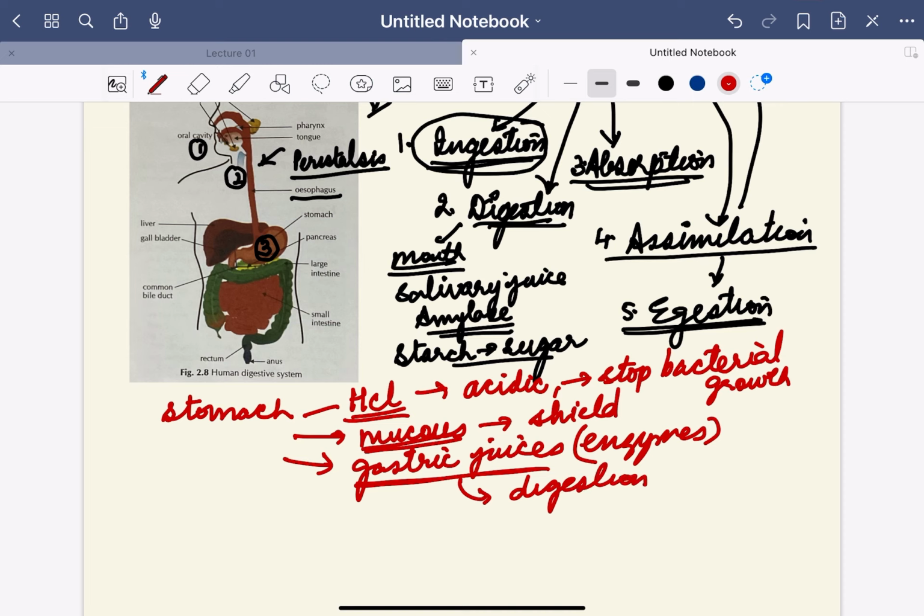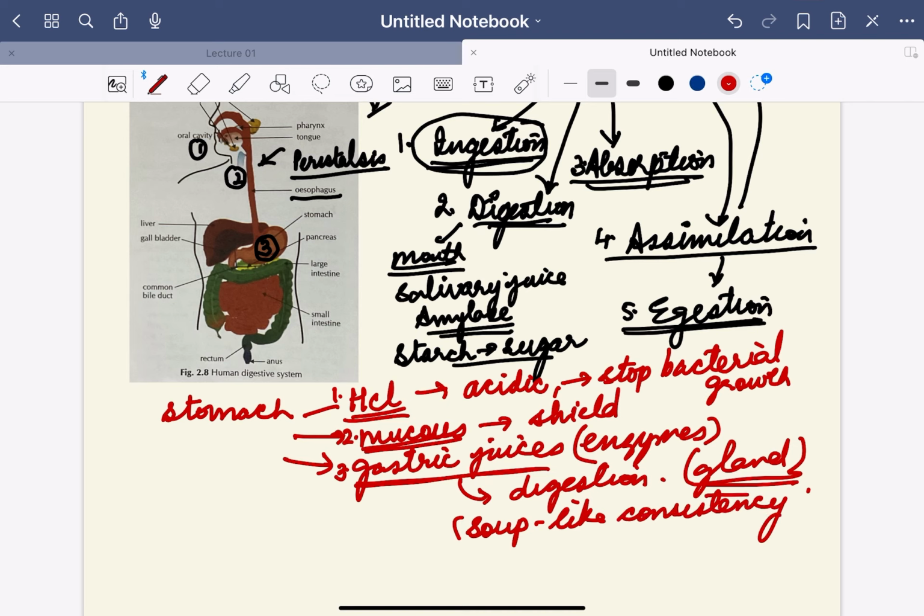Now, it is important to note that the stomach is a gland, and the job of a gland is that it secretes digestive juices, right, that aid in digestion. Now, remember these 3 things: hydrochloric acid, mucus, and gastric juices are produced inside the stomach. Now, the soup is in a thick soup-like consistency, right? Okay, next the food passes into the next chamber, that is the small intestine.